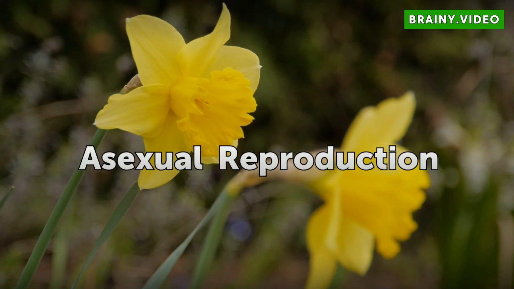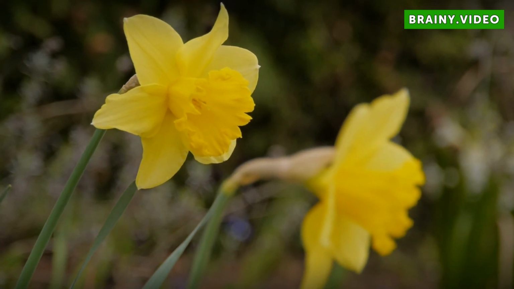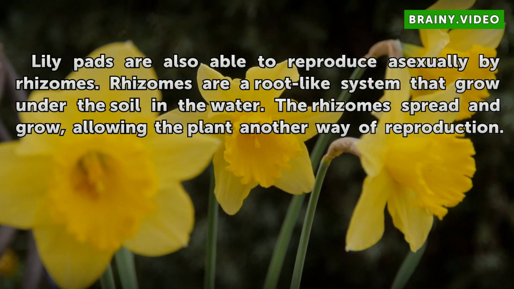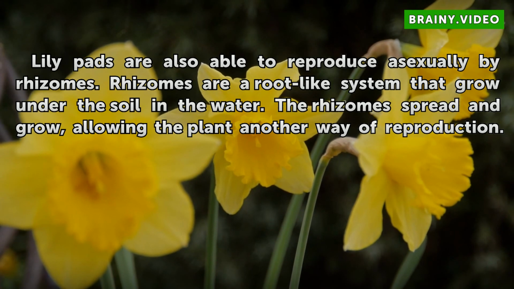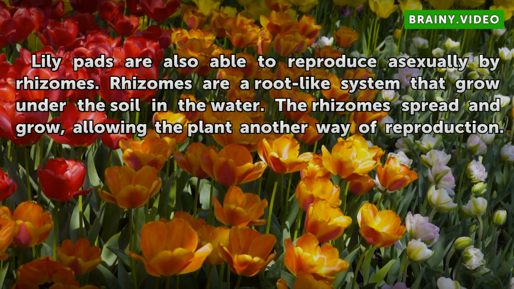Asexual reproduction. Lily pads are also able to reproduce asexually by rhizomes. Rhizomes are a root-like system that grow under the soil in the water. The rhizomes spread and grow, allowing the plant another way of reproduction.